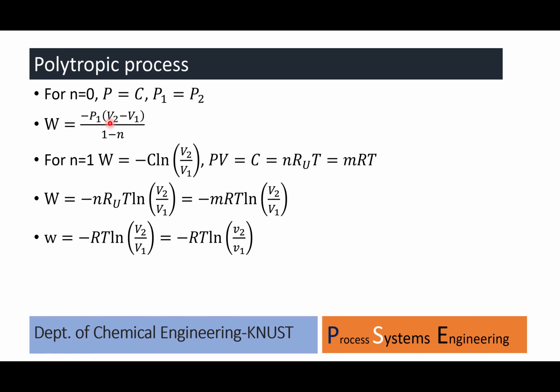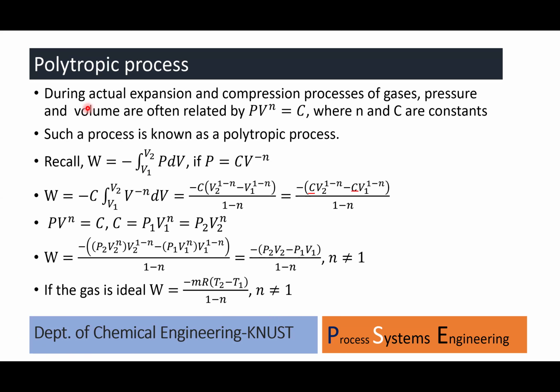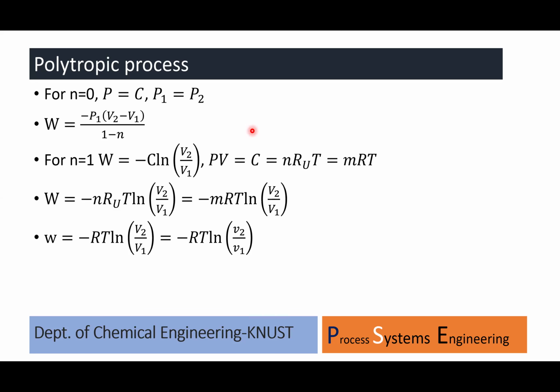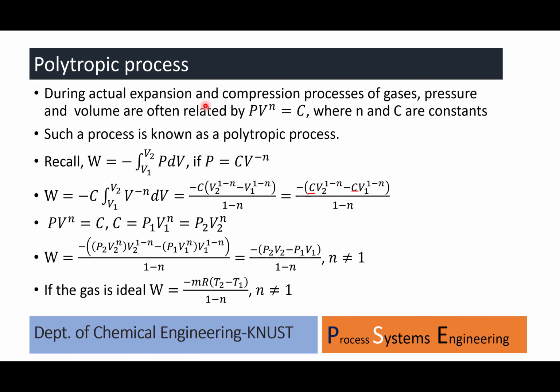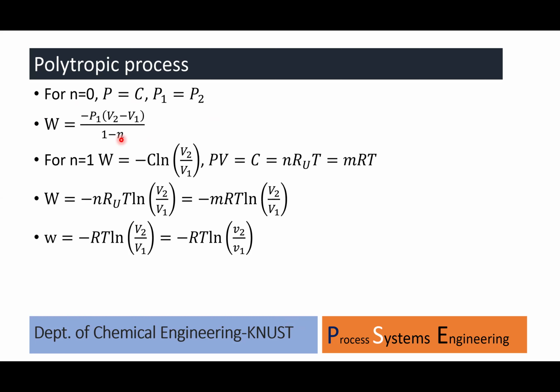Okay. Now, in the case where all of these happen when n is not equal to 1, right? So in the case where n is equal to 0, what it means is that PV to the power n is equal to C, with n equal to 0. Anything to the power 0 becomes 1. So in effect, we are just saying that P is equal to C. So in that case, what we are having is an isobaric process because now pressure is constant. That's what we are trying to say from this first point here, that when n is equal to 0, P will be equal to C. So P1 will be equal to P2. So I can put that in this expression here and then factorize P1 out. And I'll get this expression now.